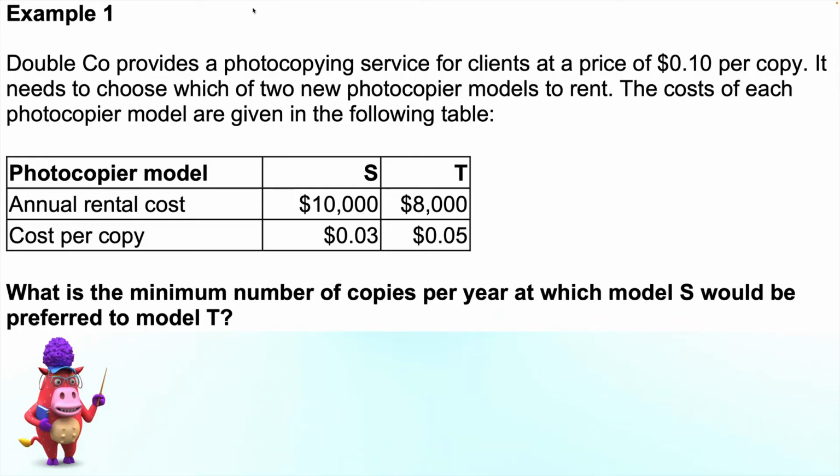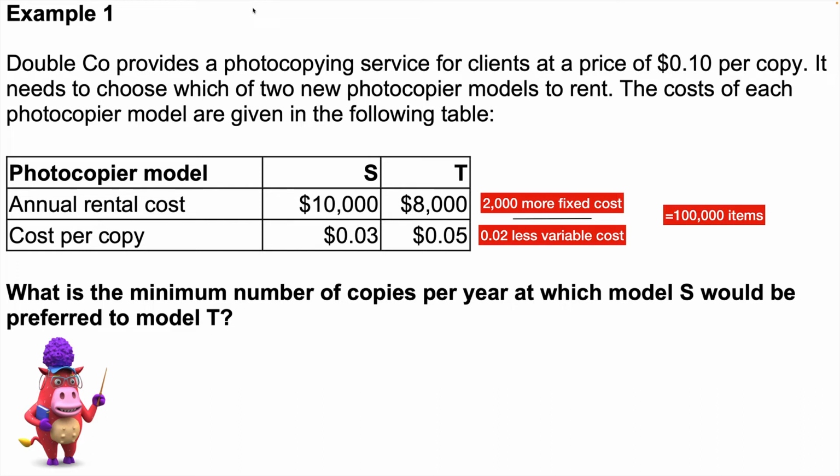This was the actual question. So here we have 2 photocopier models, and I'm now doing this from S's point of view. Yes, from S's point of view, they've got 2,000 more fixed cost. Agreed? However, they are cheaper per copy. So if I take that 2,000 more fixed cost, and they're cheaper by 2 cents every time we make a copy, how many copies is it between the time that we're saving on the variable costs to make up for the extra fixed costs? Just divide one by the other and you get 100,000 items. So at 100,000 items, the cost would be exactly the same.